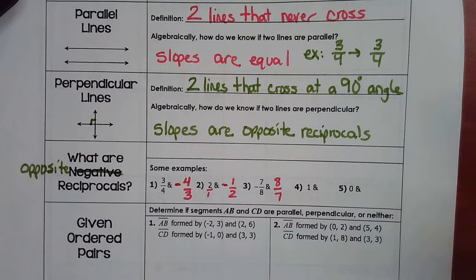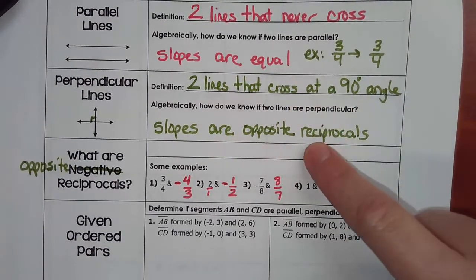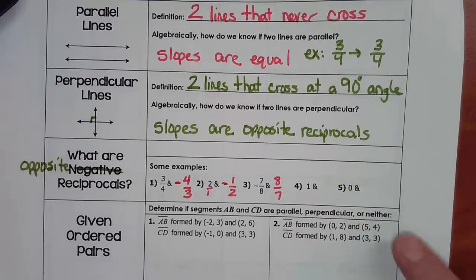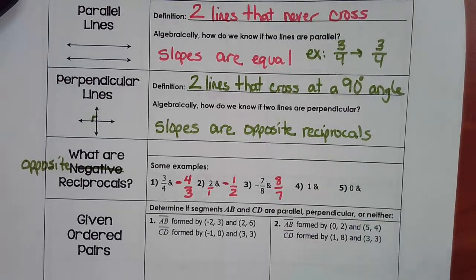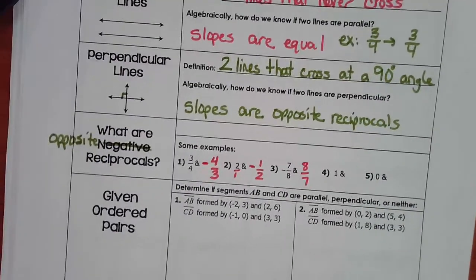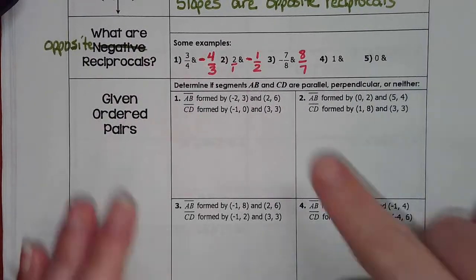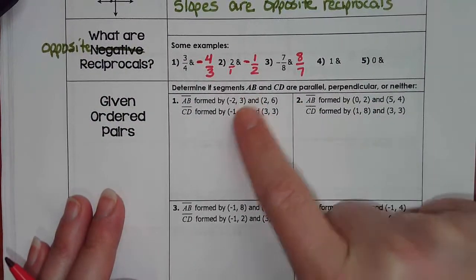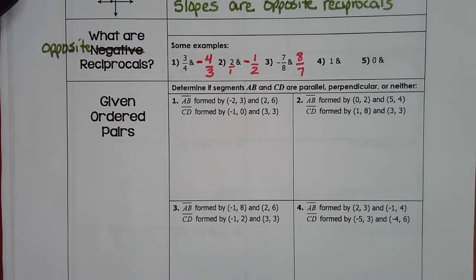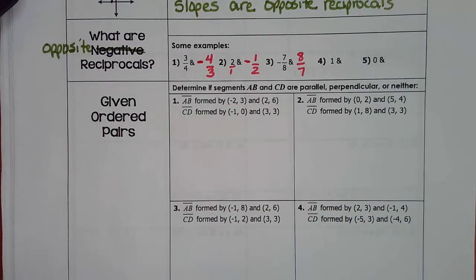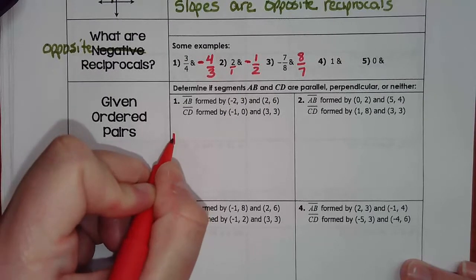So basically today, what you're going to be doing is calculating the slope. We're going to start with calculating the slope and comparing them. And we're going to see, are our slopes equal or are they opposite reciprocals? Or maybe they're neither of those. So let's take a look at a couple of examples here. We are given some points and we need to determine if these lines are parallel, perpendicular, or neither. To do that, we first need to find the slopes.